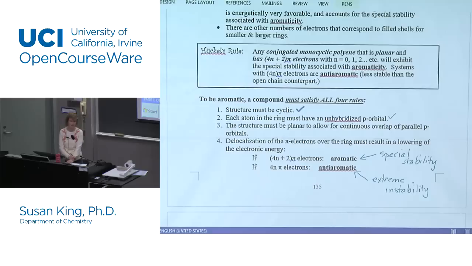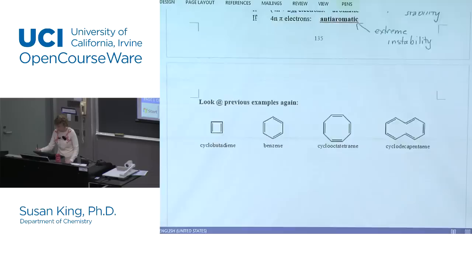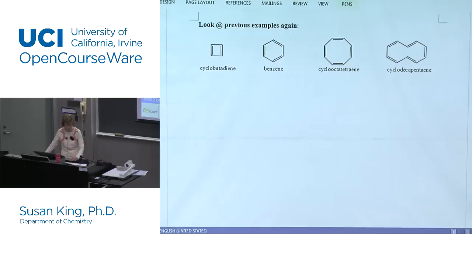So we're going to go through each of these rules one at a time. If it satisfies a rule, we move on to the next one. If it doesn't satisfy a rule, then we stop, and it's neither aromatic nor anti-aromatic. To decide whether something's aromatic or anti-aromatic, we have to go through all of the previous rules. So let's take a look at the previous examples again, now that we have this new understanding of what accounts for aromaticity.